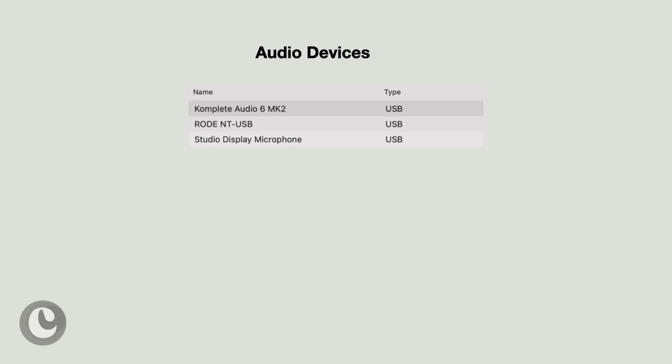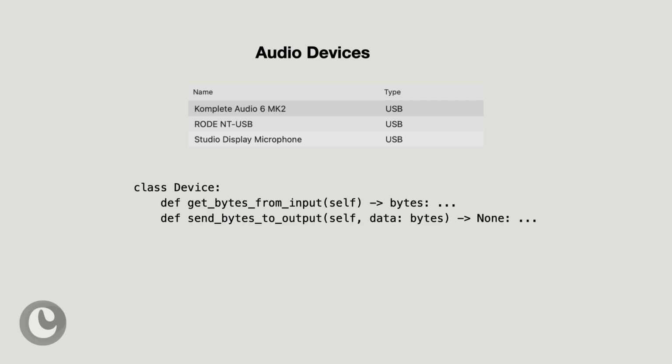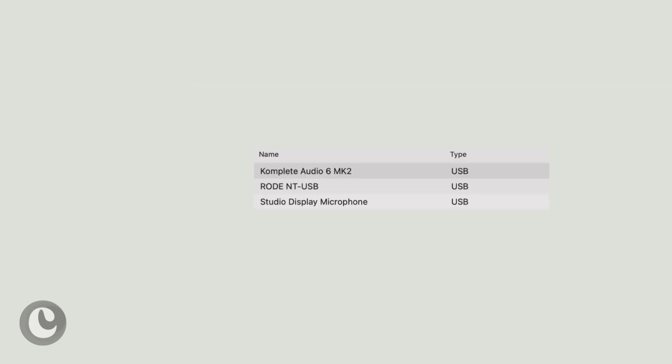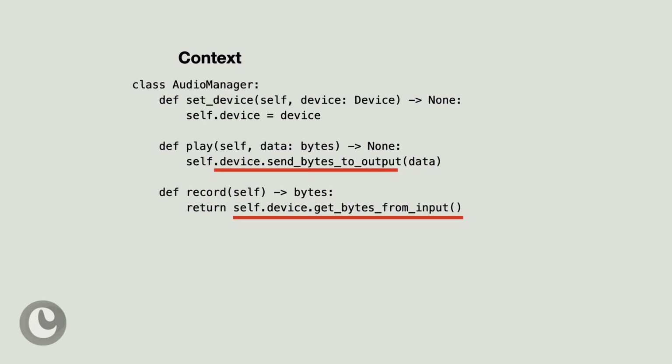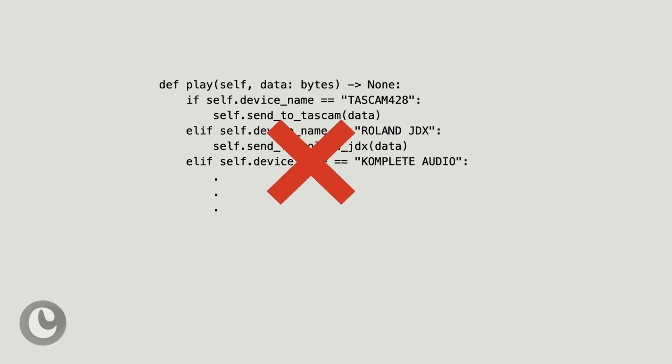Until now, all strategies were functions that only did a single thing: return stuff. But strategies can be anything. Here is a list of audio devices on my computer. All three devices are capable of sound input and sound output. Each must at least have these two methods. When I choose a device, the audio manager, which is the context in the strategy pattern, will store a reference to the chosen device. And the play and record methods delegate the work to the chosen strategy. All this without having to switch on devices.